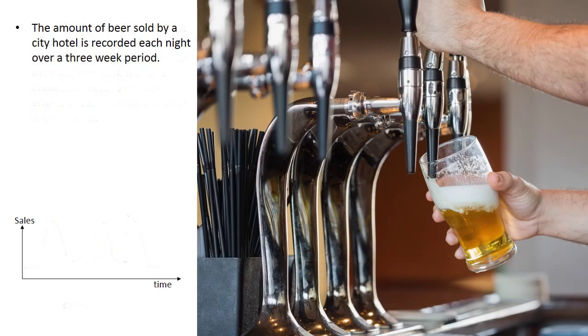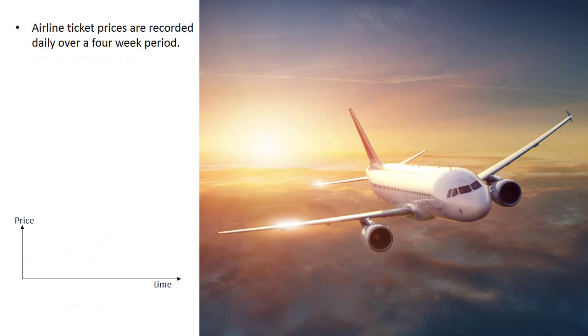The amount of beer sold in a city hotel is recorded each night over a 3-week period. Now I would be expecting there to be more beer sold probably on Friday nights and Saturday nights, and generally over the weekend there would be high sales. Other days of the week, much less. So the pattern would look something like this on the graph. From one week to another though, the same sort of pattern would be recorded, and the regularity is indicating seasonal data.